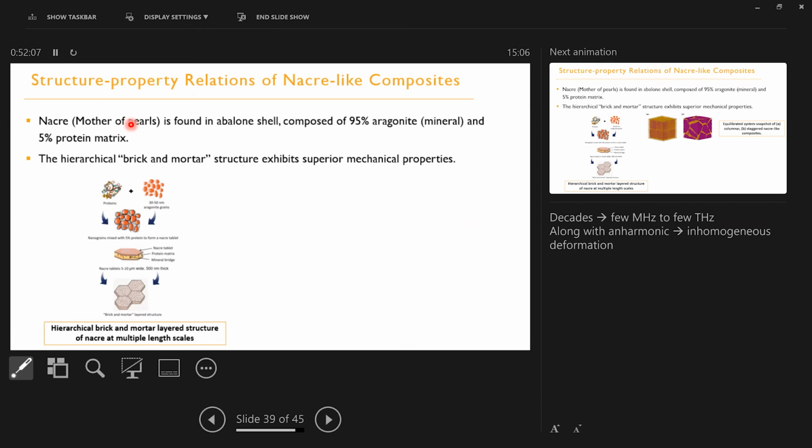Okay? And the interesting thing is it is made of a mineral called aragonite. This is calcium carbonate. Okay, it's a highly stiff material. It's an inorganic material, and naturally inorganic materials are very brittle in nature. They can break. But this material also has a small fraction of a protein base. These are small proteins, and these proteins are basically the ones that hold these minerals together.